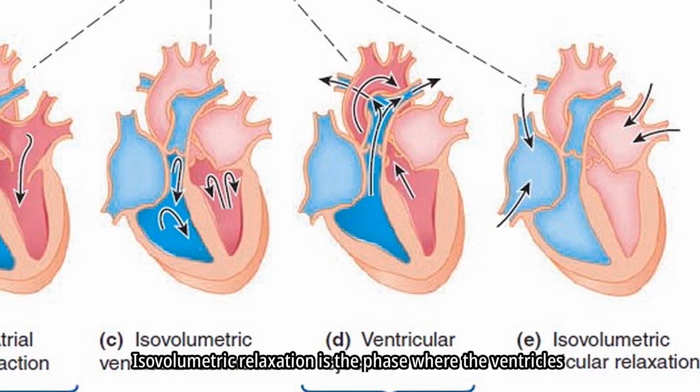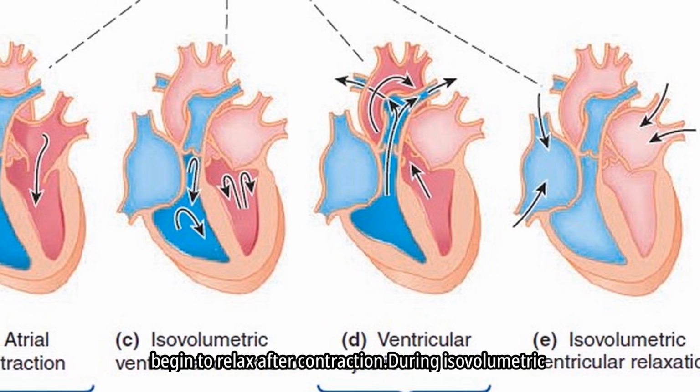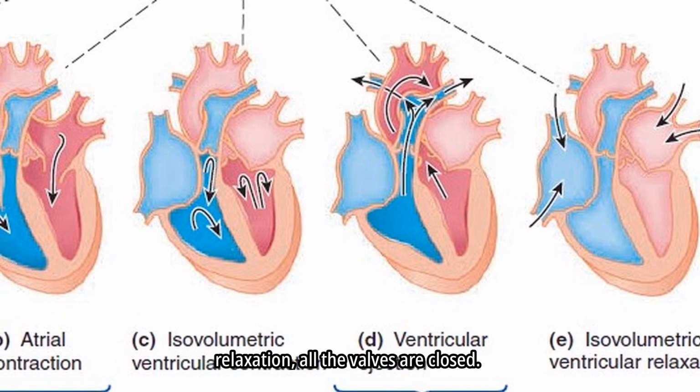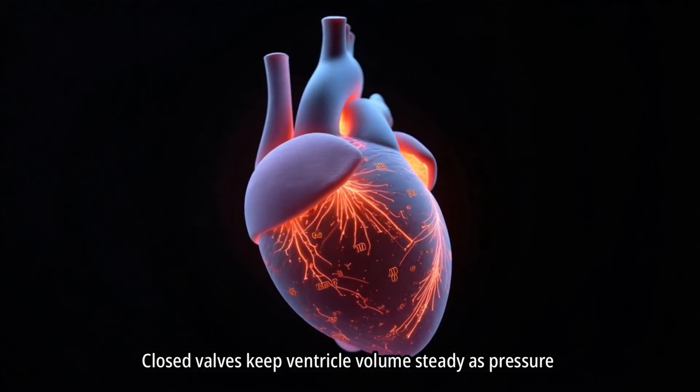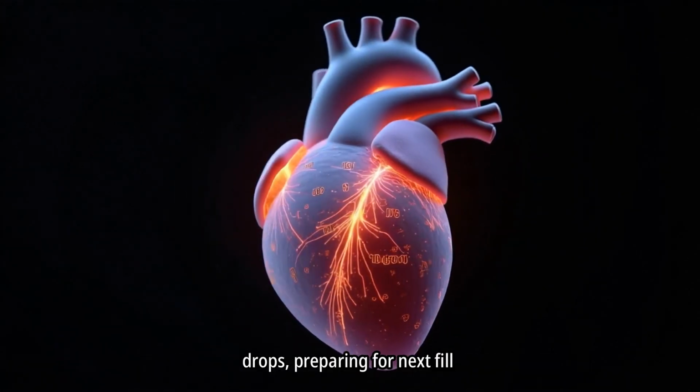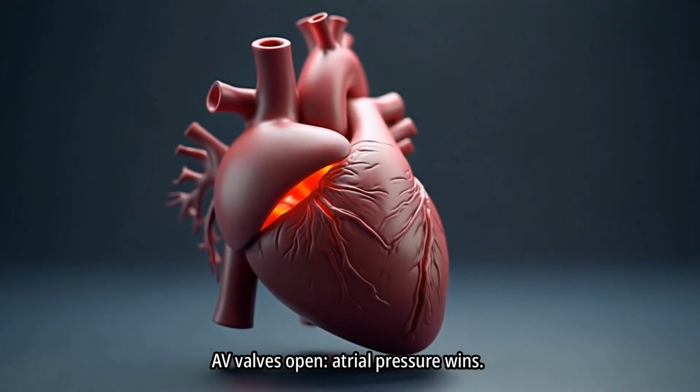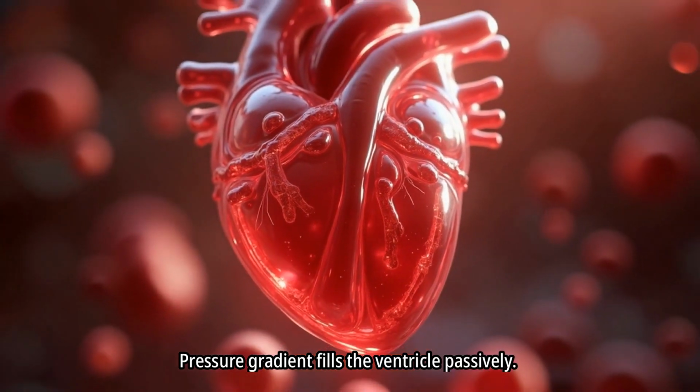Isovolumetric relaxation is the phase where the ventricles begin to relax after contraction. During isovolumetric relaxation, all the valves are closed. Closed valves keep ventricle volume steady as pressure drops, preparing for next fill. AV valves open. Atrial pressure wins. Pressure gradient fills the ventricle passively.